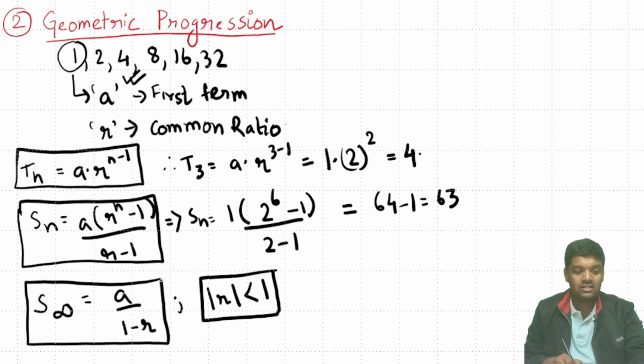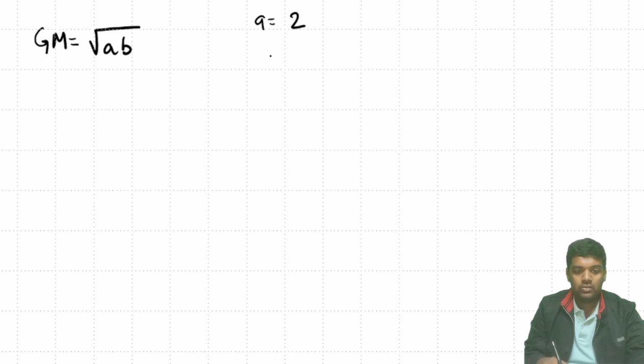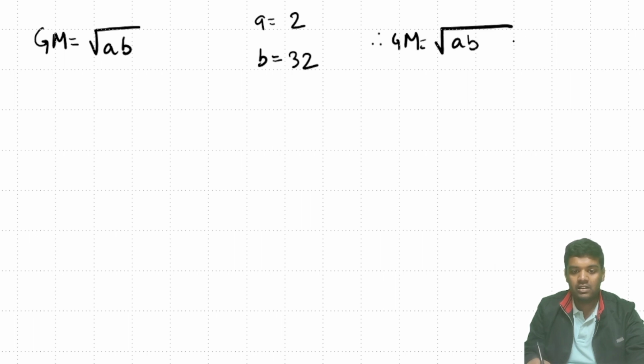So sometimes you are asked to find the sum of infinite terms of a GP, where this formula will be very useful. There is also a concept called geometric mean. Like we have done in arithmetic progression, arithmetic mean, here it is called geometric mean, GM. GM is the square root of the two numbers, GM equals root under AB. For example, A is 2, B is 32, then GM of A and B will be root under 2 into 32, which equals 8.